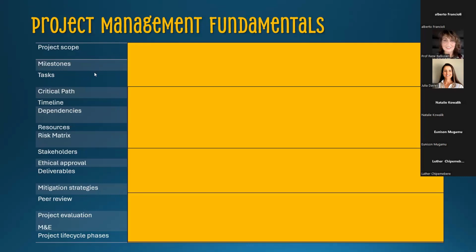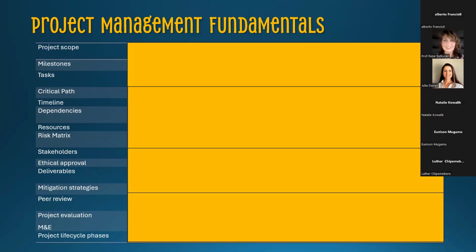We'll talk about the critical path and the timeline. What are the dependencies between the activities? What are the resources that we need? What about risk? Where will this project break down? Who are the stakeholders involved? What does the ethical approval mean to us, and how do we get that? What are the deliverables? The mitigation strategies if something can go wrong. Where does peer review fit in?